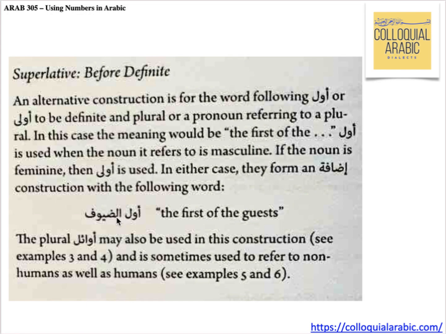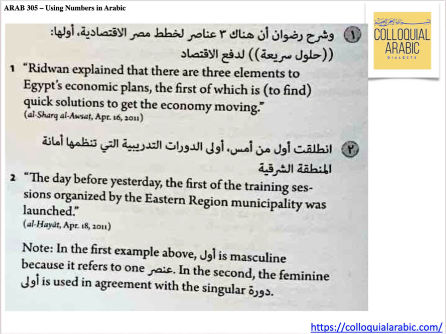So az-zayuf, al is the definite, makes the nouns definite. So that's why if it's the masculine, then it's the awwal. Otherwise, if it's the feminine, then it's the ula. So in either case, it's again genitive construction with the following word. So awwal az-zayuf, the first of the guests. The plural may also be used in this construction, which we'll explain in examples 3 and 4 on the next slide, and could also be used to refer to non-humans in examples 5 and 6.